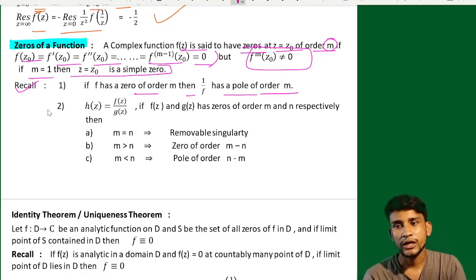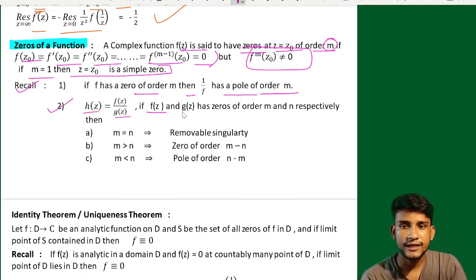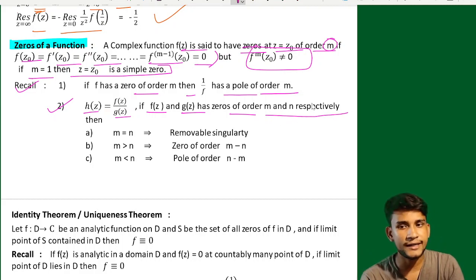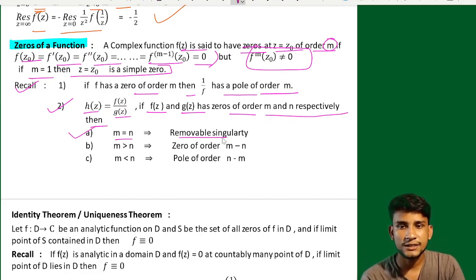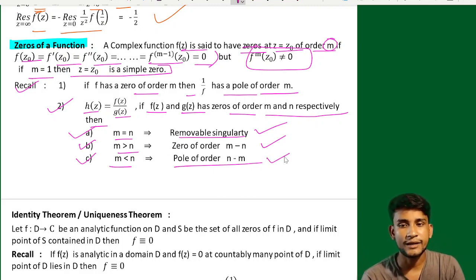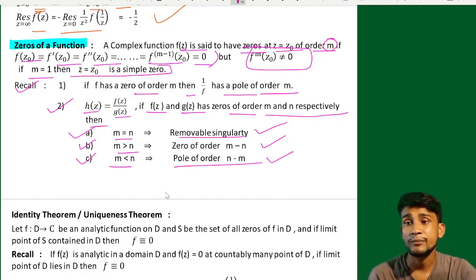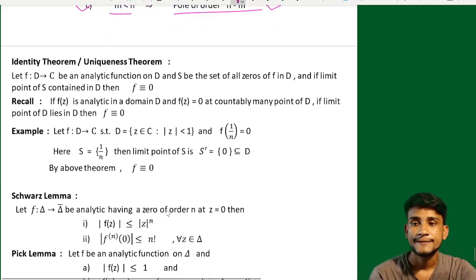Now, important recalling: if f(z) has a zero of order m, then 1 by f has a pole of order m. Number 2: if h(z) equals f(z) by g(z), and f(z) and g(z) have zeros of order m and n respectively, then if m equals n, it implies a removable singularity; if m is greater than n, it implies a zero of order m minus n; if m is less than n, it implies a pole of order n minus m. This is also an important result based on zeros.